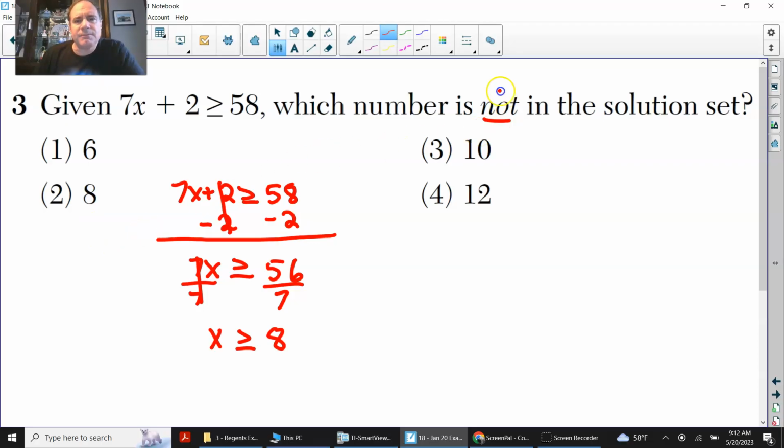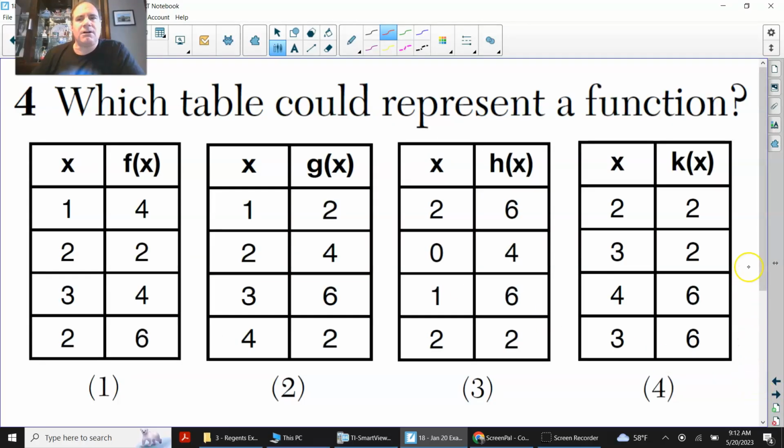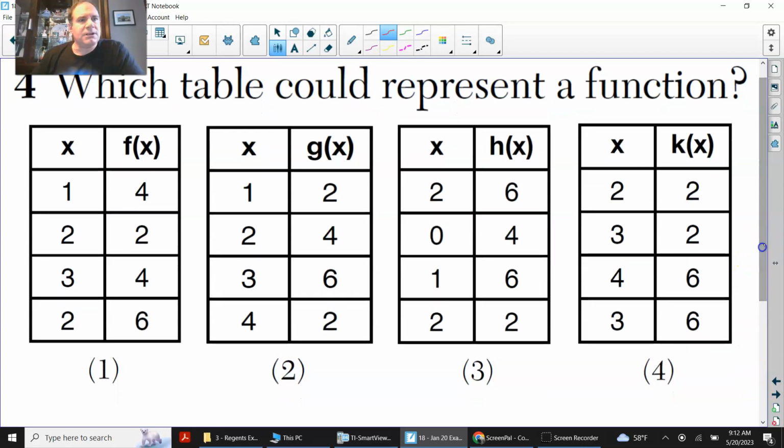They're looking for which number is not in the solution set. The solution set is all numbers greater than or equal to 8. The only number that is not in the solution set is 6. Just be careful with that one. That's a tricky one.